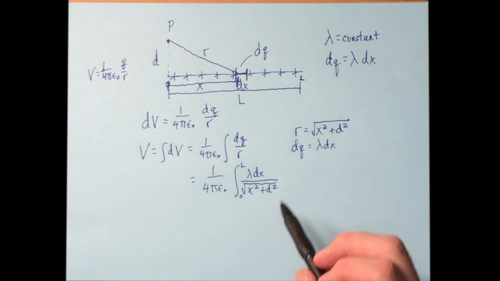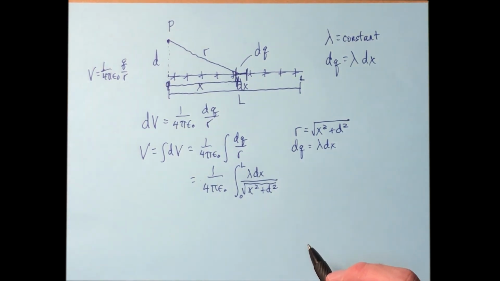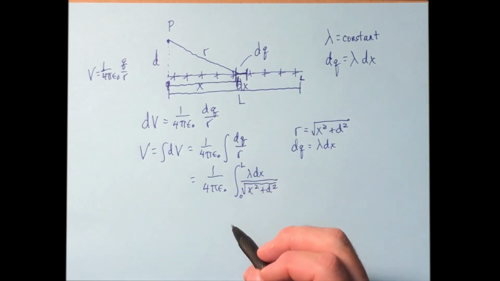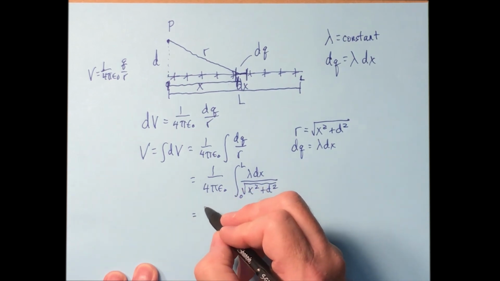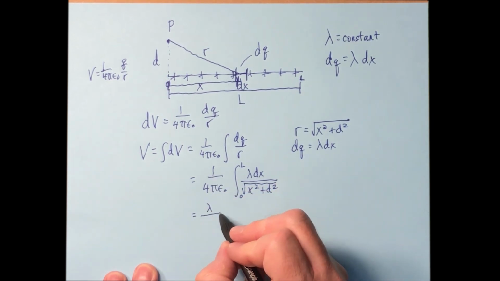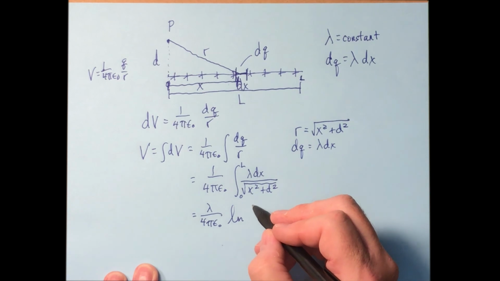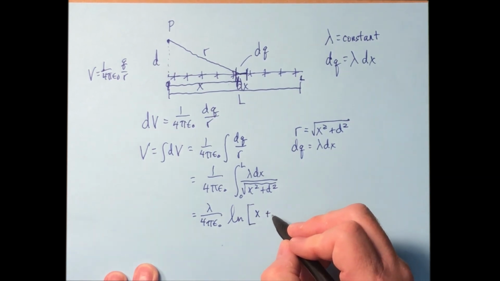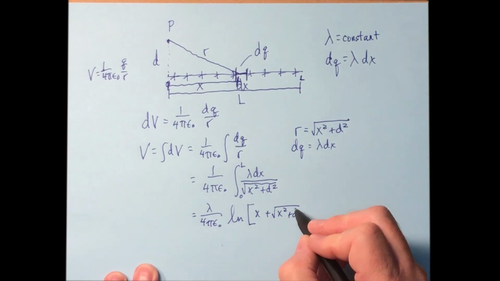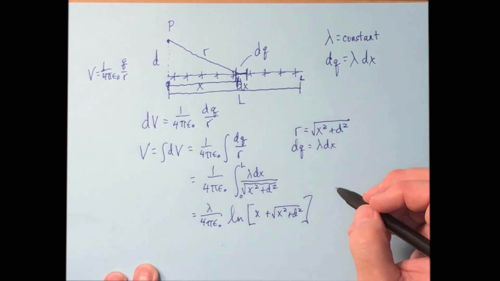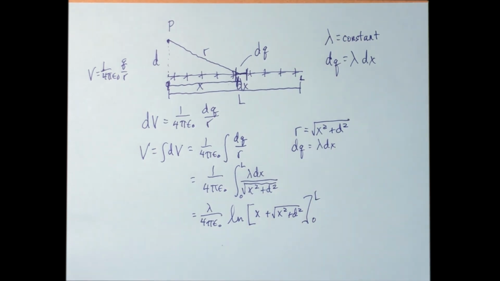Okay, now that's something that can be integrated. I don't expect you to be able to do something like that in your head, nor would I give you something like that on an exam unless I told you what the integral itself is. But when you perform this integration here, here's what you end up with. You end up with lambda, lambda's a constant, it can come out, over 4 pi epsilon naught times the natural log of x plus the square root of x squared plus d squared, and you need to evaluate that from 0 to L.